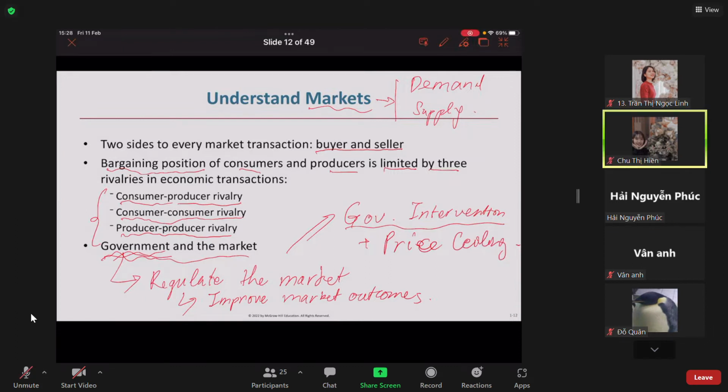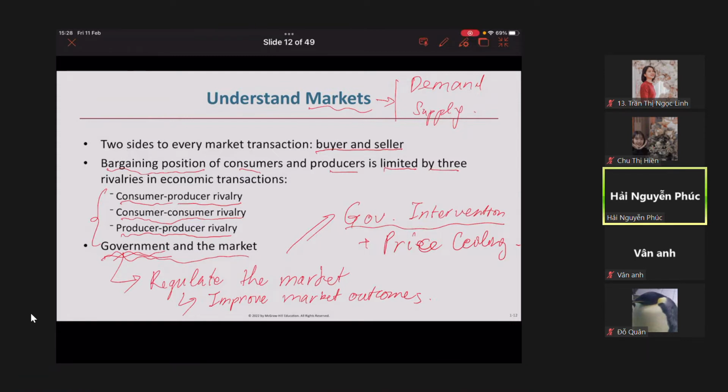Okay. So what is a price ceiling? It is the legal maximum price set on a good. For example, in Vietnam, the Vietnamese government acknowledged that gasoline is very important, so they impose a price ceiling on this good. Okay, understand?